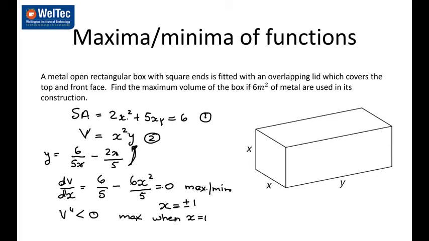Check the question. Find the maximum volume of the box. All we found so far is the x value. So now we need to put x equals 1 back in the volume statement and in the y statement as well, and work out that v is equal to 4/5.